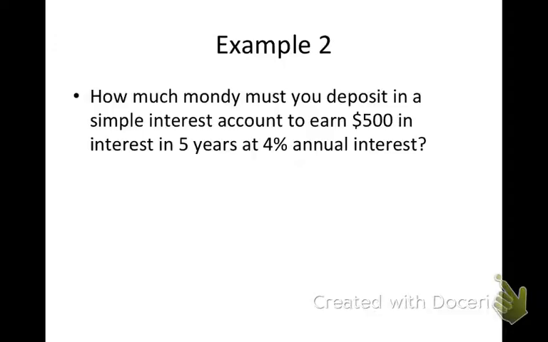In example 2, how much money must you deposit in a simple interest account to earn $500 in interest in 5 years at 4% annual interest? So in this example, we're working with the interest formula. If you recall, interest is equal to PRT, the principal times the rate times the time. So again, we know the interest, $500, we know the time, and we know the rate. What we're looking for is P.